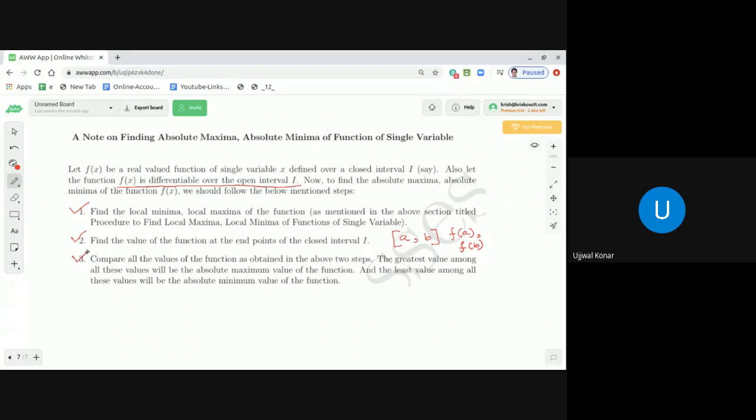It is nothing but comparing all the values of the function obtained in the above two steps, that is step 1, finding the local maxima and local minima, and step 2, the value of the function at the extreme points. The greatest value among all these values will be the absolute maximum value of the function, and the least value among all these values will be the absolute minimum value of the function. So I hope, dear students, you understood how to find the absolute maxima and absolute minima of functions of a single variable. Now, dear students, the last point is that let's solve a problem together.